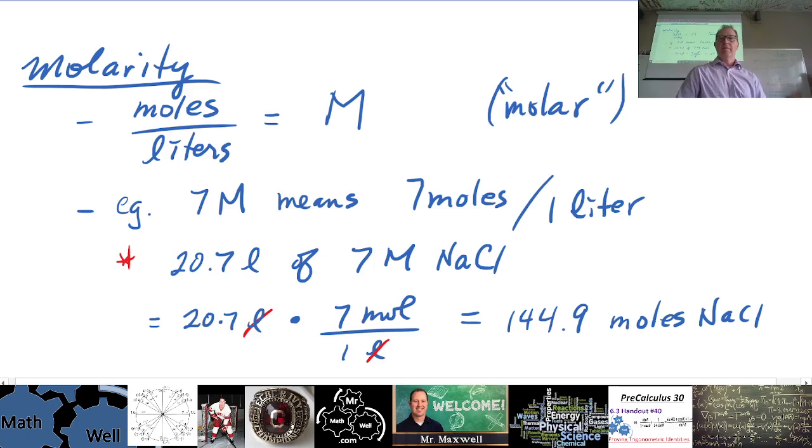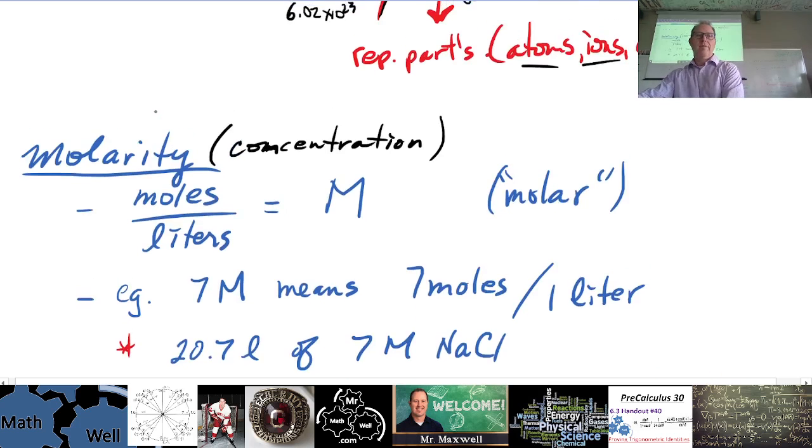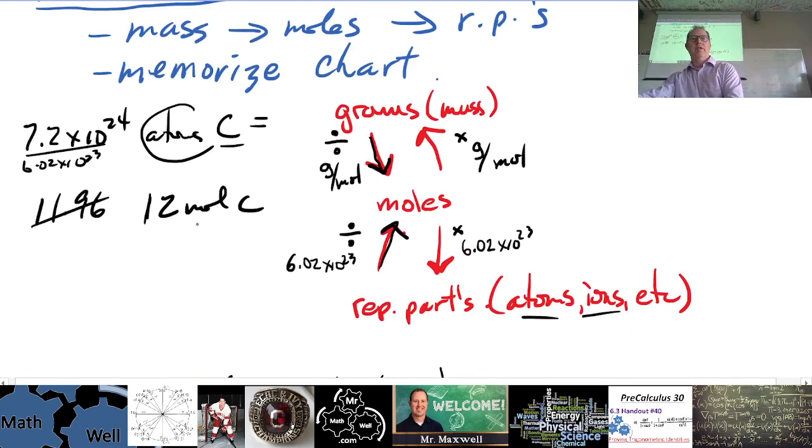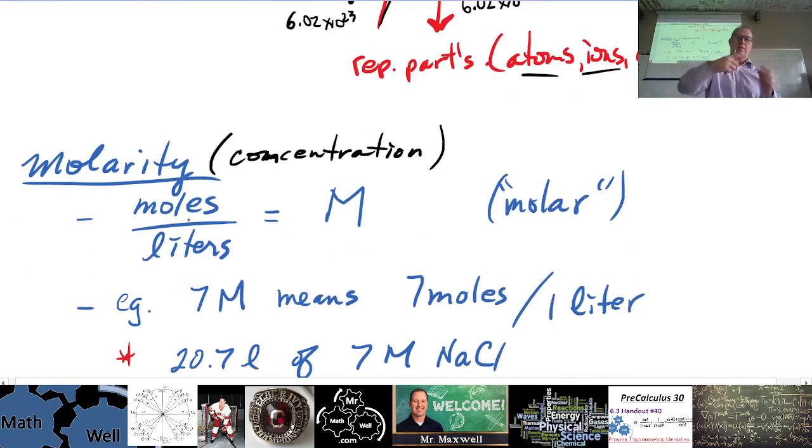All right, molarity, a bit of an extension of that. Molarity is concentration. It's the amount of substance per volume of solution, so liters would be the volume of the total solution. If you have some carbon, some graphite, you have 12 moles of it, and you're dissolving that into 1 liter of total solution, that would be 12 moles per liter, or 12 molar.